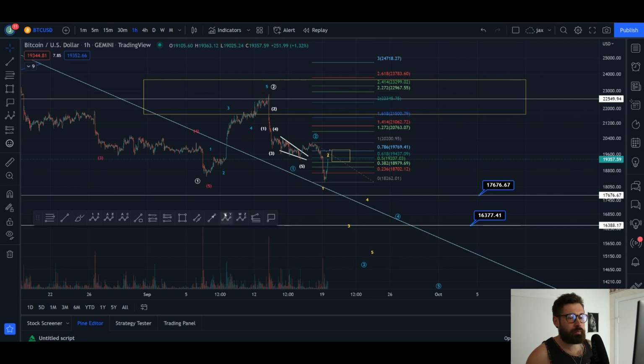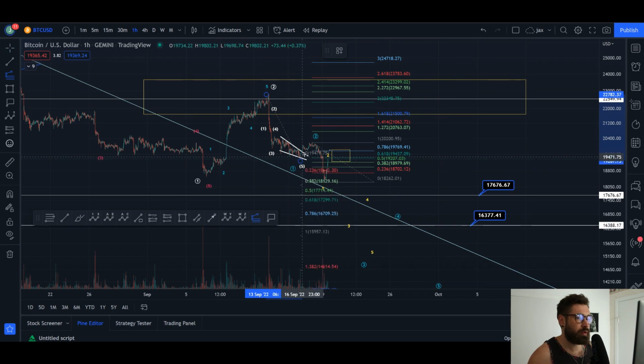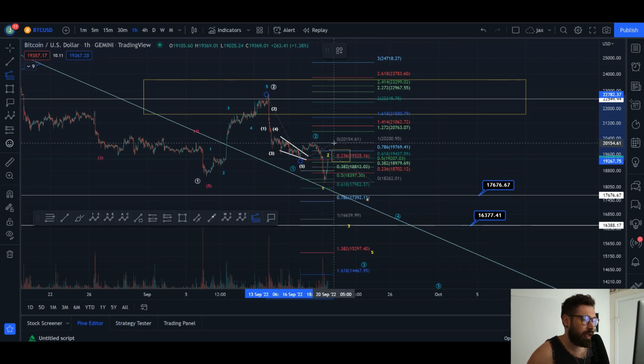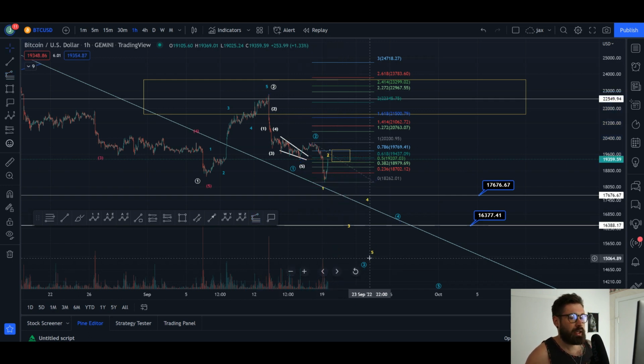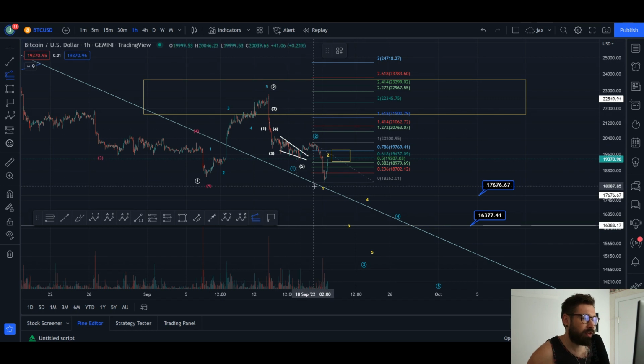One of the reasons that I'm looking at this count is if we measure the wave 3, so if you take your trend base through extension from the top of the wave 1 down to the bottom to the top of the wave 2, your wave 3 target is down at about 14.5K.